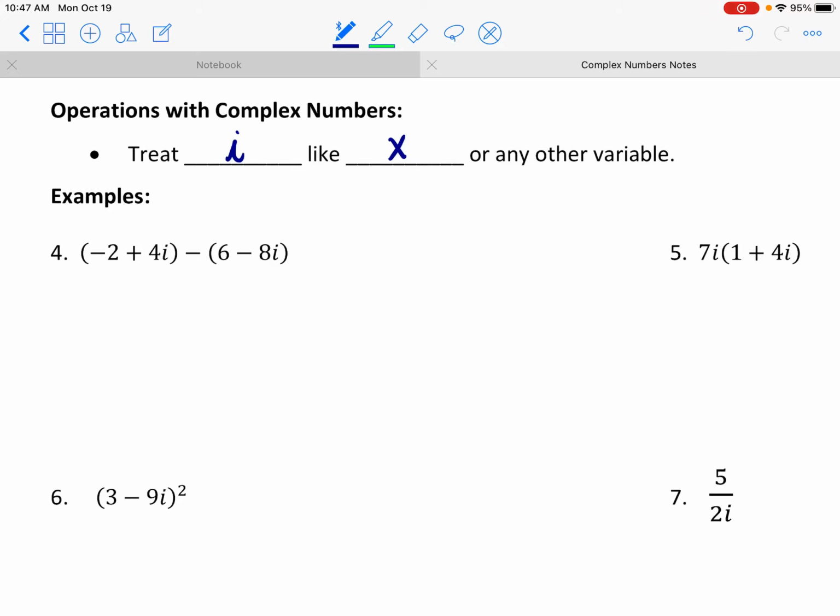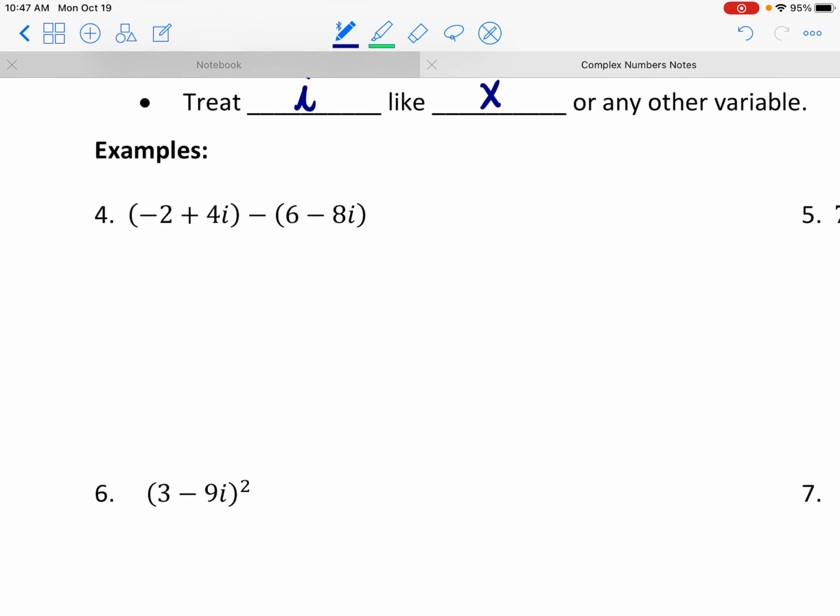So for instance, problem number 4 here, if I was going to subtract, we have parentheses to say take this complex number and subtract this other, but all we're going to do is distribute where we can distribute and then combine like terms. It's just that our like terms will be real numbers and our real number parts will go together and then our imaginary parts go together. Okay? So this would be just like if we had a negative 2 plus 4x and a 6 minus 8x that we were trying to subtract.